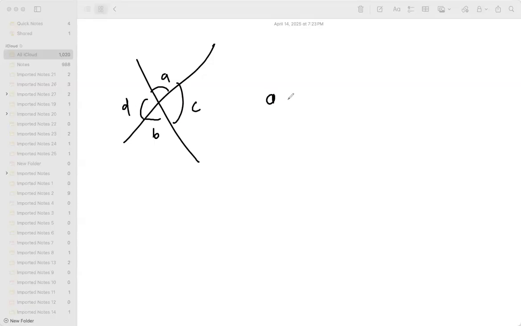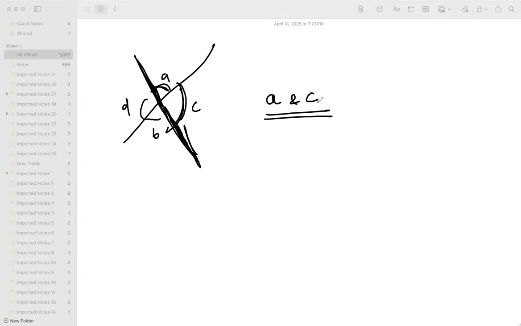What can you tell about A and C? Let me see who finds it. What can you tell about A and C? They're adjacent. Good, but there's more to it. They're supplementary angles. Very nice. Why? They form a straight angle, a straight line. A and C form a straight line, right?